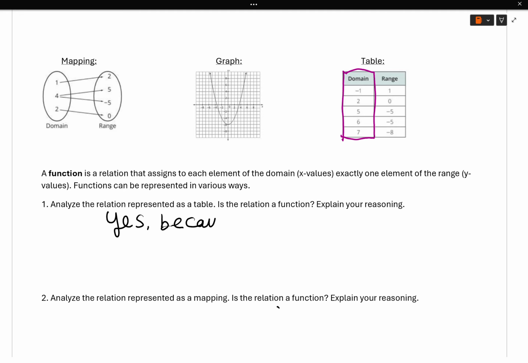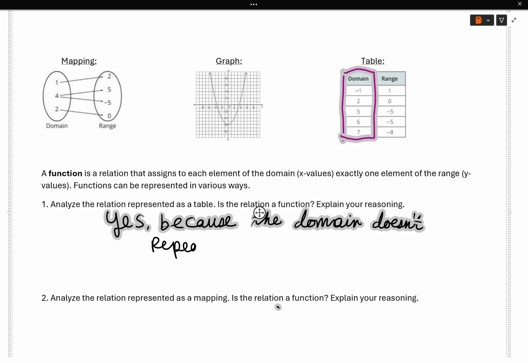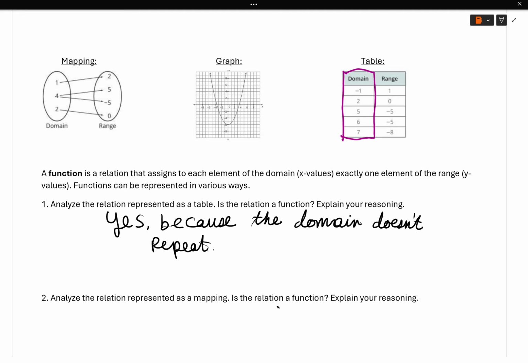Yes, because the domain doesn't repeat. And it's all about that domain. The range could have been the same number all throughout, and it doesn't matter.